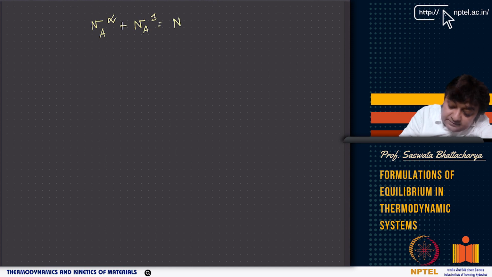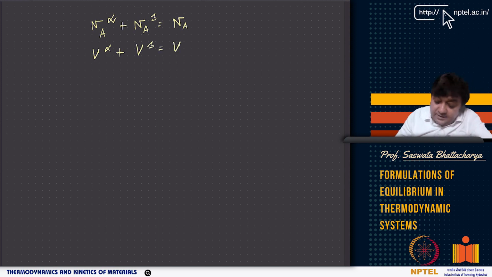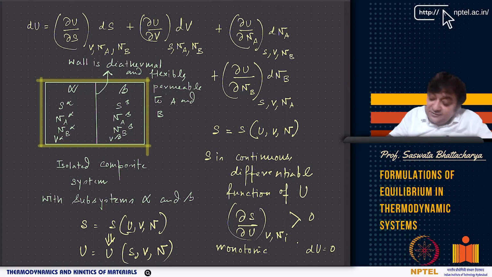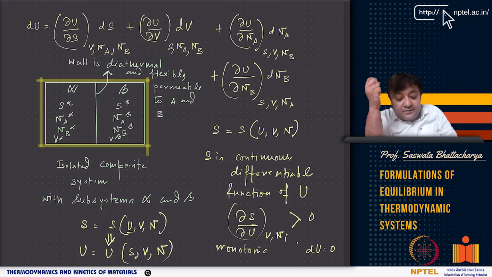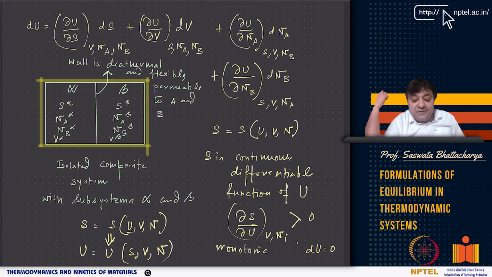V, right? V alpha plus V beta. But see, we are not talking about constant energy. What we are trying to do is dU equal to 0. When we write this exact differential, dU equals del U del S dS plus del U del V dV plus del U del Na dNa plus del U del Nb dNb. What are we fixing here?